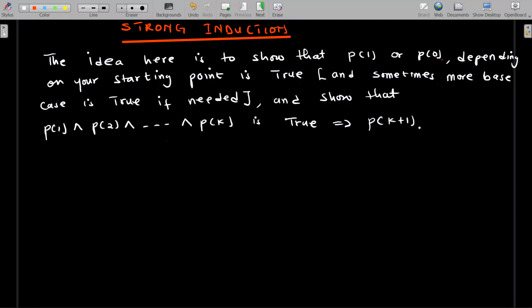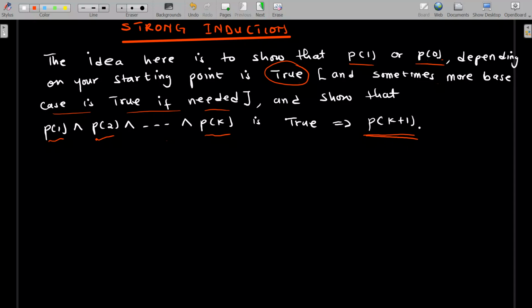The idea here is that you're supposed to show that your base case, p of 1 or p of 0, depending on where your n is starting from, is true. When you show that, sometimes you're supposed to show other base cases as well. If needed, you show that some other cases are true, and show that p of 1, p of 2, p of 3, all the way to p of k being true will imply that p of k plus 1 is also true.